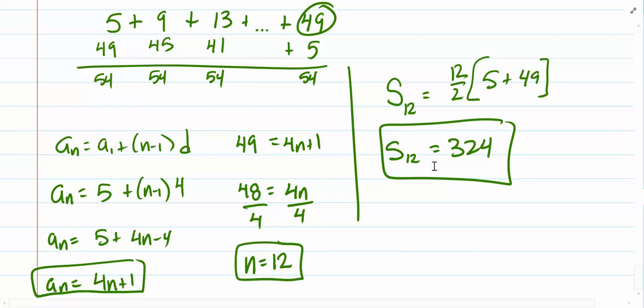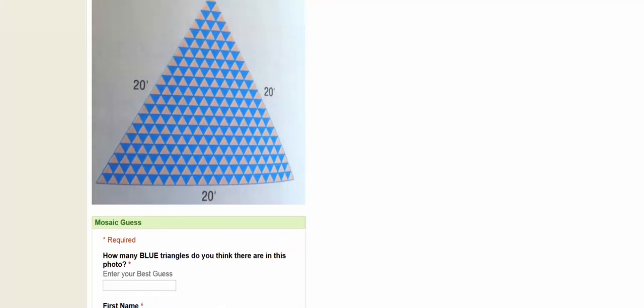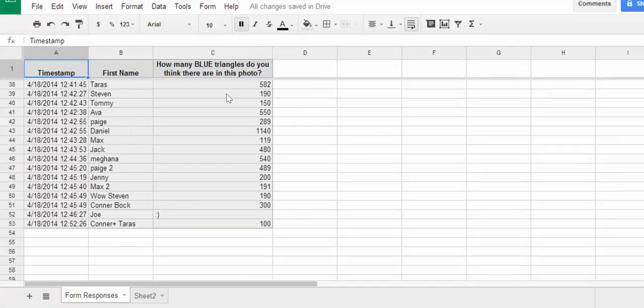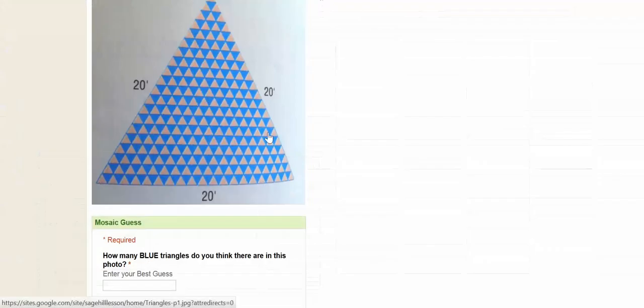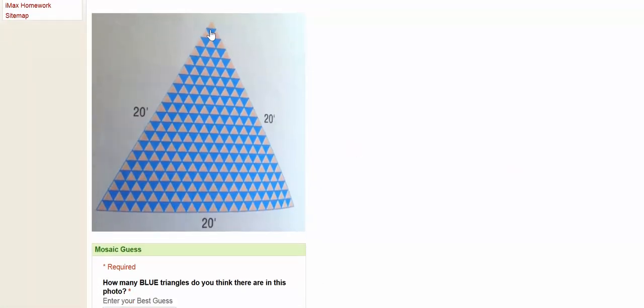Okay, ladies and gentlemen, let's head back to our mosaic picture, which is this one here. At the very beginning of class, I asked you all to make a guess as to how many blue triangles there were, and there are all your guesses here. Connor plus Ross, very good. Let's take a look at this. How many blue triangles in the first row? 1. How about this one here? 2. How about this one? All the way to 19.